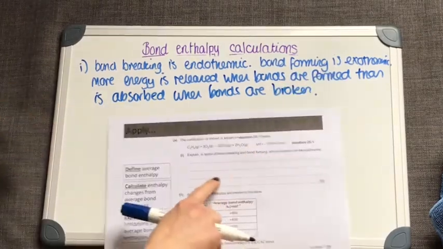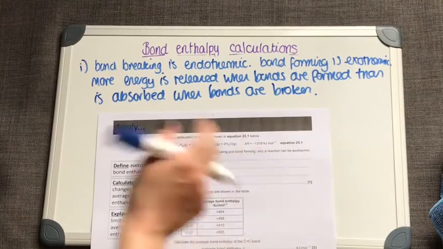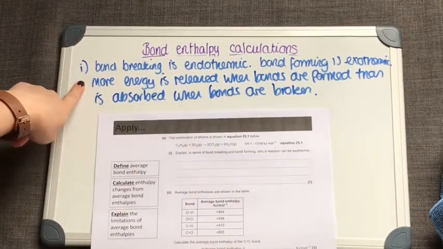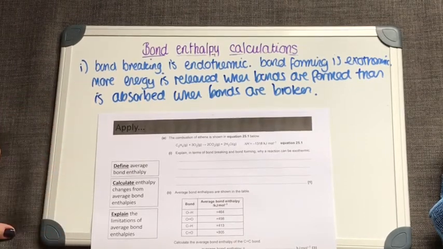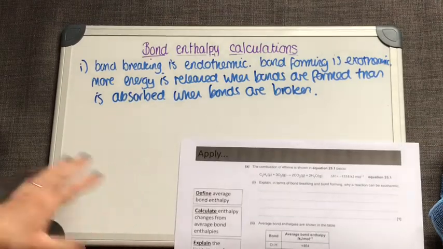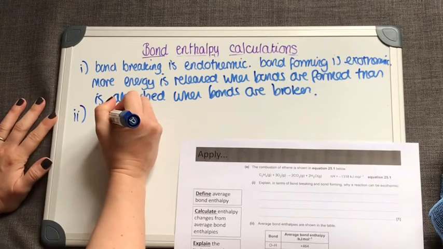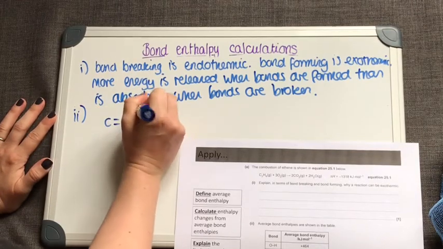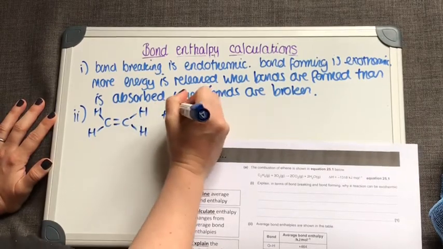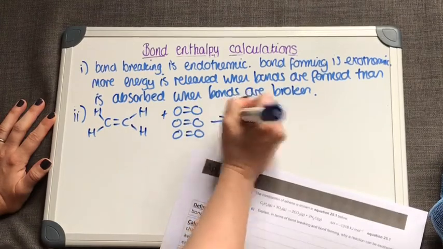Now, if this question had asked you, explain in terms of bond breaking and bond forming why a reaction can be endothermic, your answer would be identical except for this word here, and you'd say less energy is released when bonds are formed than is absorbed when bonds are broken. The second part of our exam question is our calculation. So just like before, I'm going to draw out my reactants and my products, and that's just going to make it much easier and avoid me making any silly mistakes with the number of those bonds being made or broken.